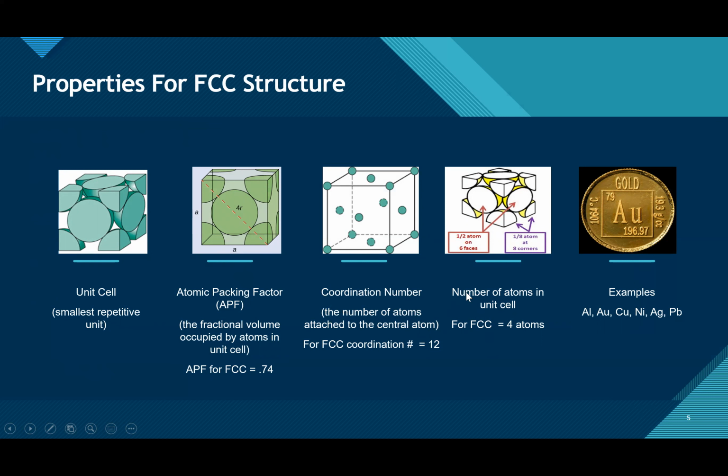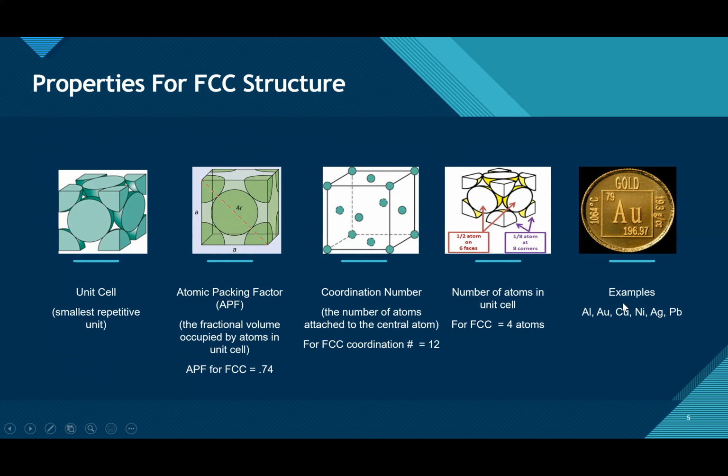The other one we should study is the number of atoms in the unit cell. Each structure has a different number of atoms in the unit cell, and we're going to need that information for calculating the APF and the density for a structure, so it's very important. For FCC, there are 4 atoms per unit cell. As you can see here, on each corner of the cube, there is 1/8 of an atom. Since we have eight corners, they add up to 1 atom. And on each face there is 1/2 of an atom, and since we have 6 faces, they add up to 3 atoms. 3 plus 1 is 4, so for FCC there are 4 atoms per unit cell.